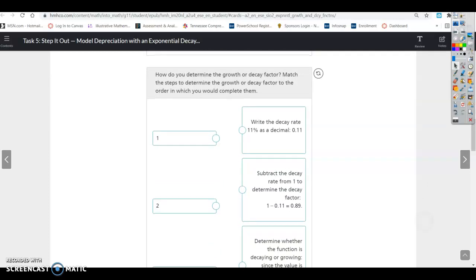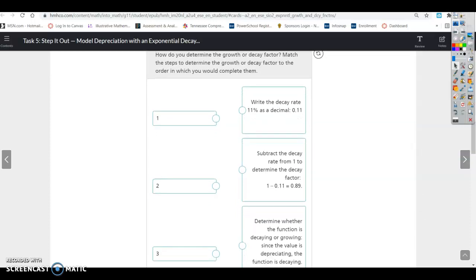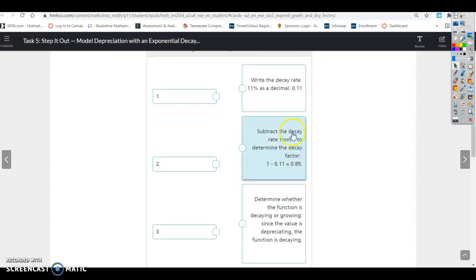How do you determine the growth or decay factor? Match the steps to determine the growth or decay factor to the order in which you would complete them. Since the value is depreciating, the function is decay. So your first step is to determine whether it's growth or decay, because you have to know whether you add or subtract that interest rate. The next thing is to write your interest rate as a decimal. And then finally, you subtract that from 1.